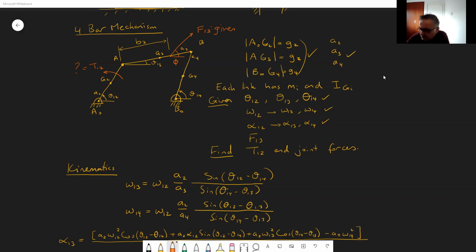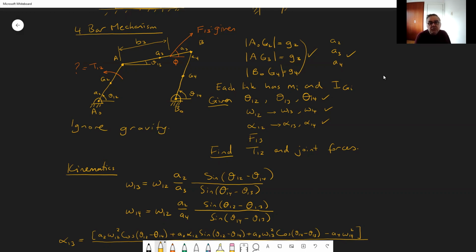By the way, in this problem, we ignore the gravitational forces, which means that the 4-bar mechanism might be on the horizontal plane, for example, so that the gravitational forces do not apply.